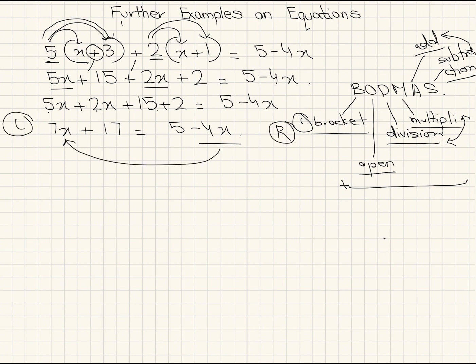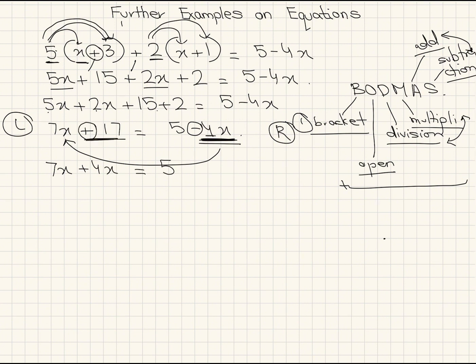I need to move it to the left side, and when I do that, this variable with the constant is going to stay the same. It's still going to be 4x, but the sign is going to change. So here it's positive, here it's negative. When it goes on the left side, it's going to be positive. So it's going to be 7x plus 4x equals 5.